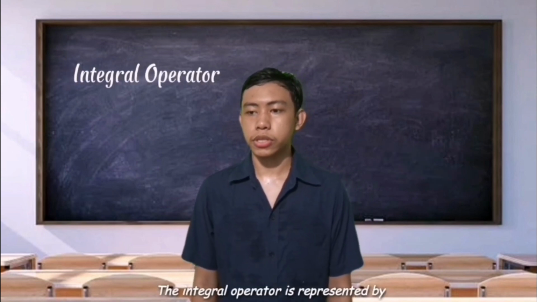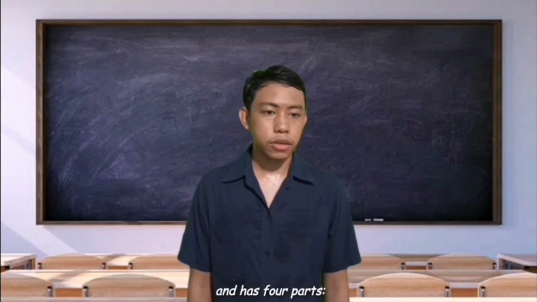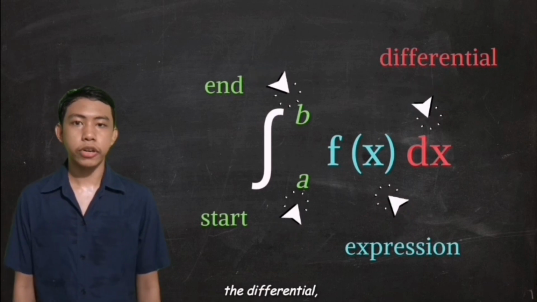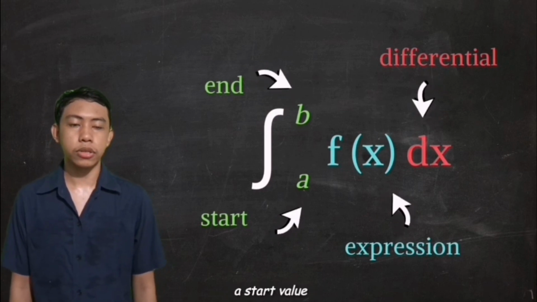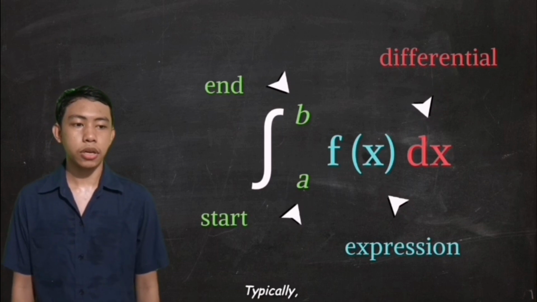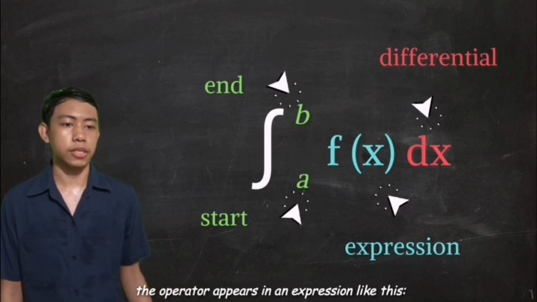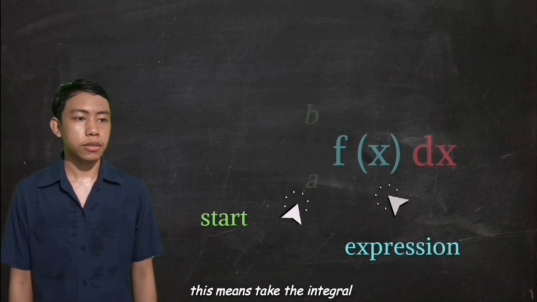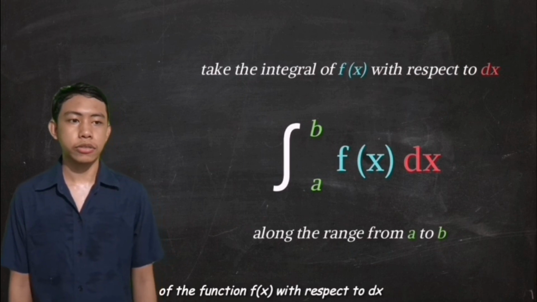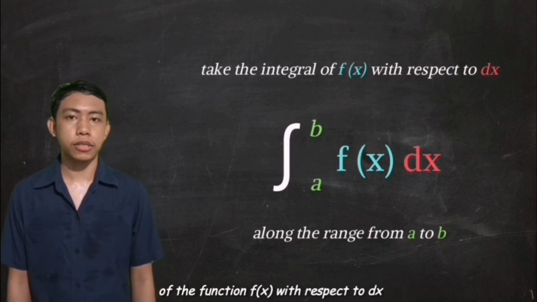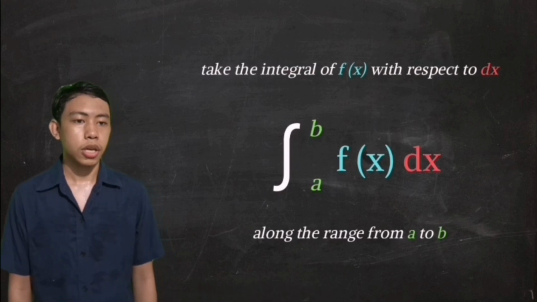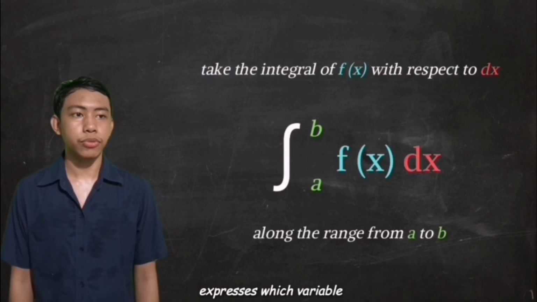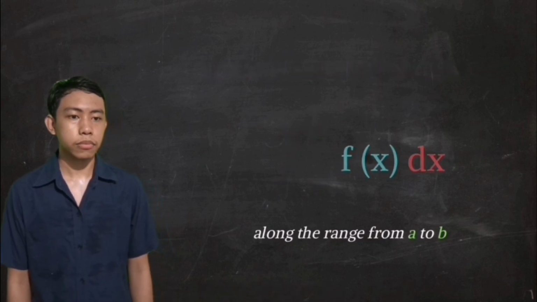The integral operator is represented by the integral symbol and has four parts: the expression being integrated, the differential, a start value and an end value. Typically, the operator appears in an expression like this. In plain language, this means take the integral of the function f of x with respect to x along the range from a to b. Importantly, the differential dx expresses which variable is being integrated.